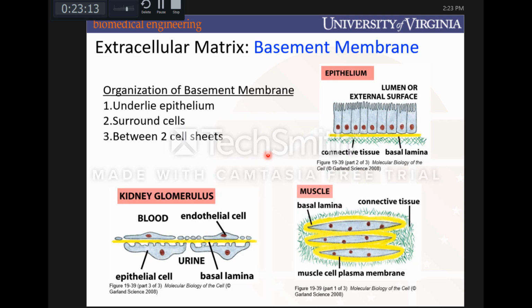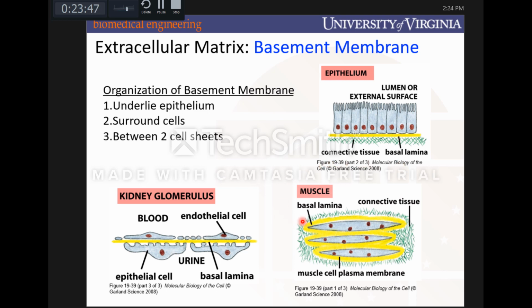Okay. So basement membrane underlies the epithelium, surrounds cells, or it's between 2 cell sheets, and that's kind of dependent on the type of tissue we're talking about. And like I said before, the lumen external surface, or apical side of a cell, and it's important you know apical versus basal, is directed by the basal lamina or the basement membrane. I'm going to try to keep on calling it the basement membrane, because only really veterans of the field, you can put it that way, still call it the basal lamina. It's kind of an older term. And then underneath that you have connective tissue.